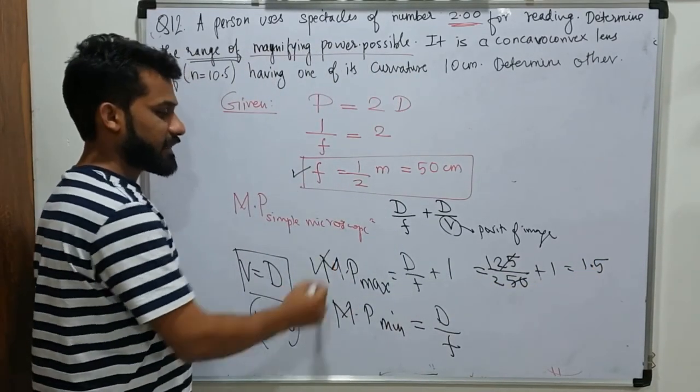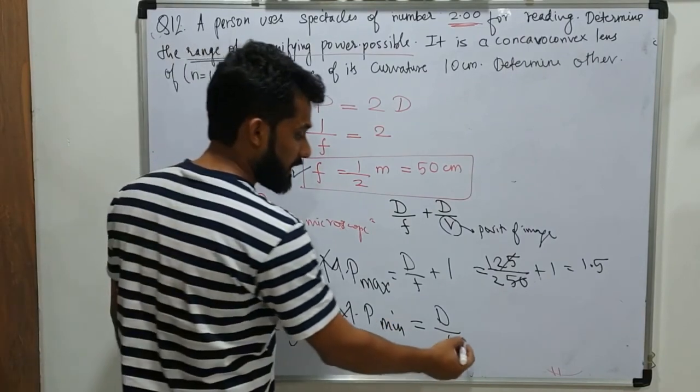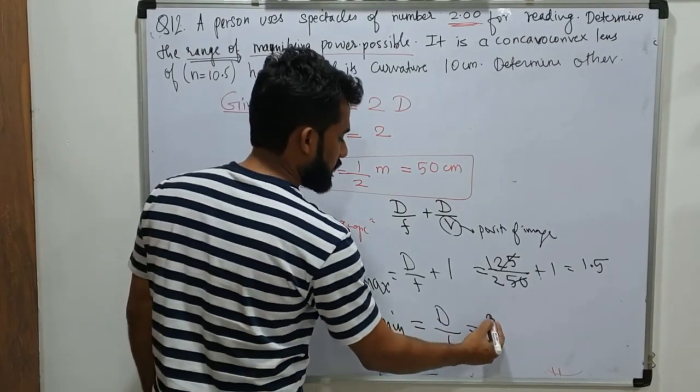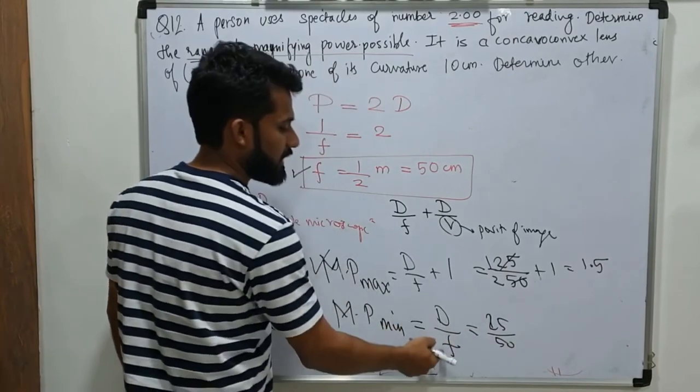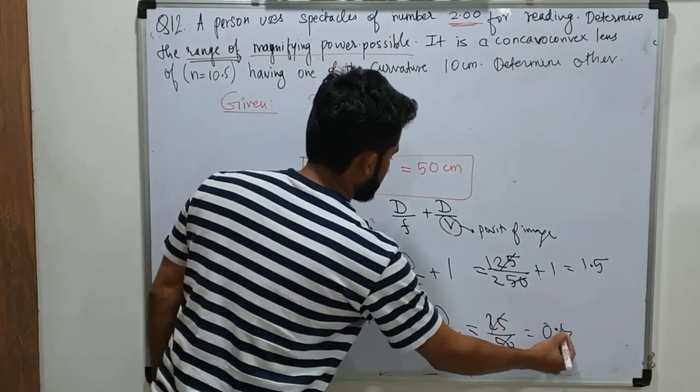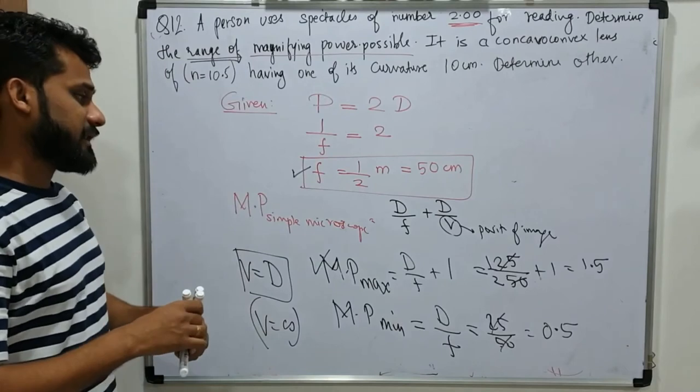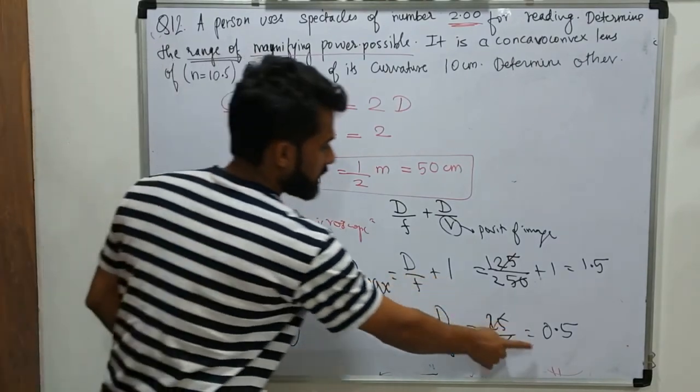This is the magnifying power, the maximum value. And what is the minimum value? The minimum value will only be D by F, which is 25 by 50, that is 0.5. So the range of magnifying power is from 0.5 to 1.5.